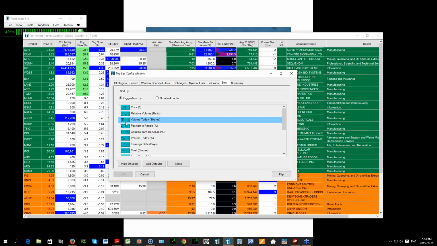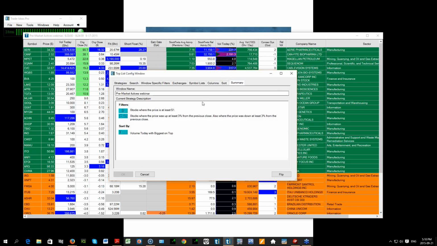And there are different filters that I could pick. Basically, what this is doing is, assuming the other filters are met, and let me just quickly show you what they are: stocks up or down 3%, at least a dollar.